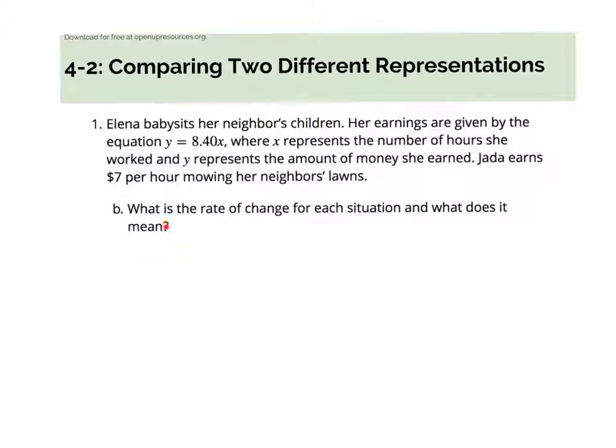Question B asks, what is the rate of change for each situation and what does it mean? Well, we kind of addressed that in the last problem already. We saw that based on this equation, Elena's rate of change is $8.40. She gets $8.40 an hour. We saw that Jada earns $7 per hour. That's that rate, $7 for every hour she mows. So use that info to answer question B in your workbook.